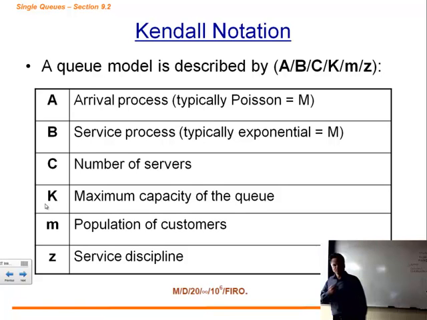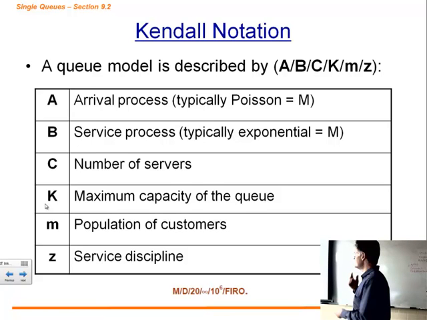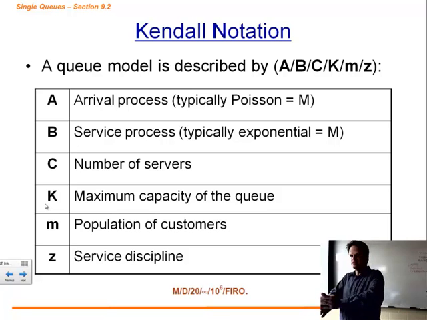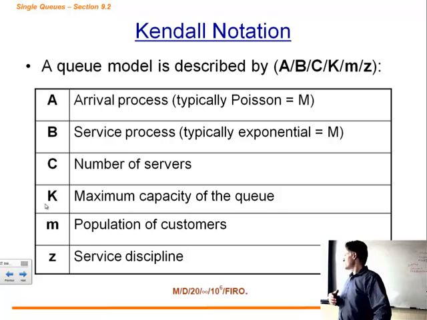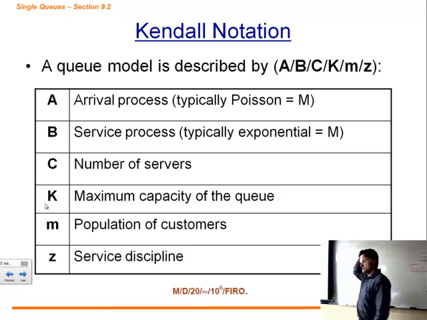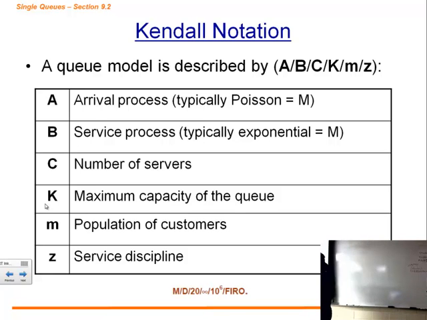The service process. In the service process, another popular choice is that the service times are exponentially distributed. So that's also described by a Poisson process. If you start service, the amount of service time you get until the end of service is exponentially distributed. So we also use the letter M for that, because it's the same base. You get the same distribution. That's the second letter. And the third letter is the number of servers. How many servers do you have?